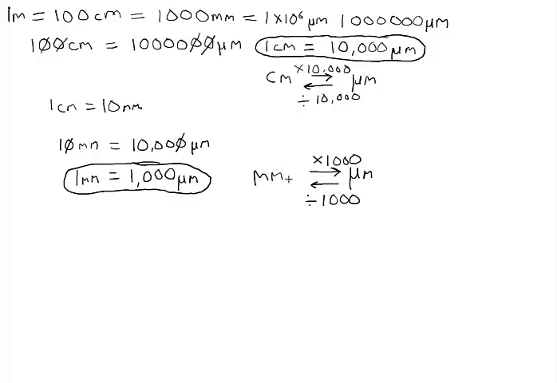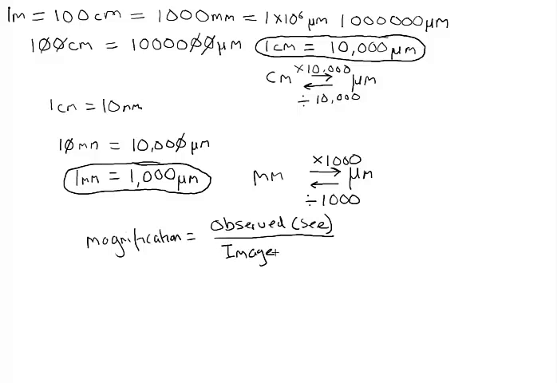Now, what basically you will need to do is you'll need to get your magnification formula. And so magnification is equal to the observed. Now this is what you see over the image size. Now this is what basically you will measure, and they both need to be in the same units.